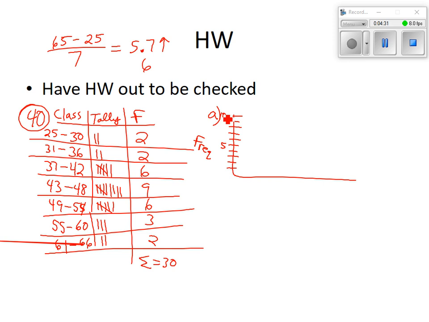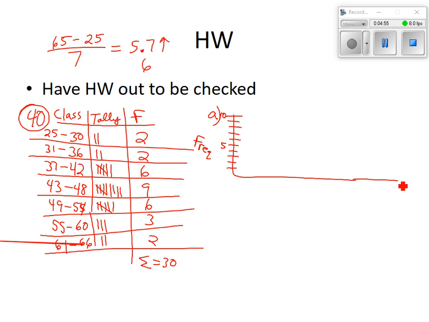Over here for our bottom, there are several different ways you can do it. I like using the midpoints just because it's pretty easy to find the midpoint each time. You could go 25, 30, 36, and so on, but it's probably easier using the midpoint, so that's what I'm going to do.